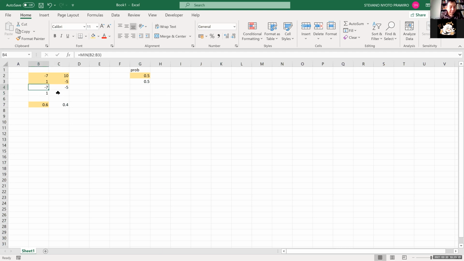Okay. Yeah, equal maximum. Yeah. So this one is the same, yeah. This is the same. Actually, you only need to do 2 cells. After that, you copy the others.